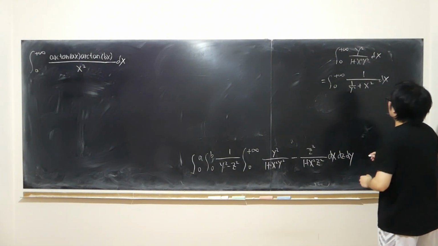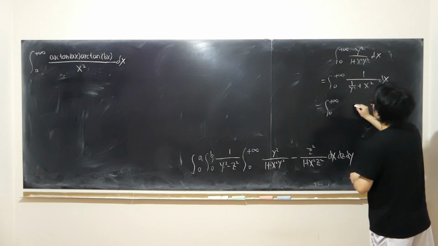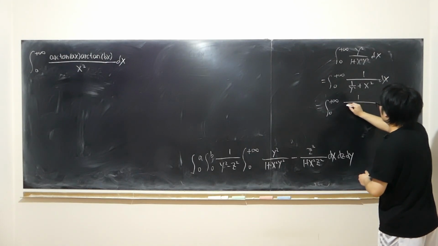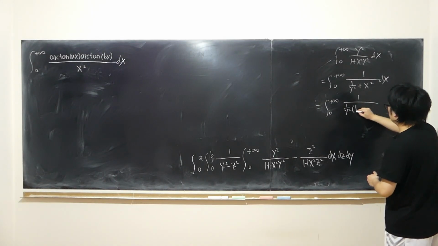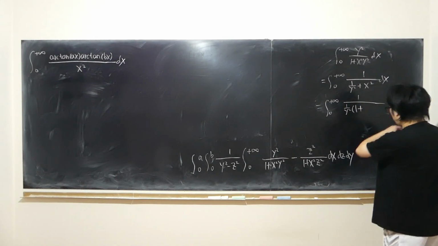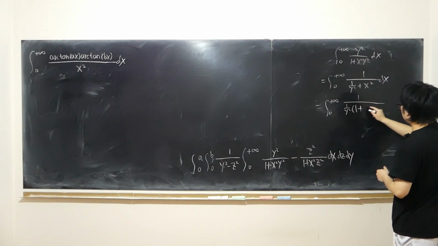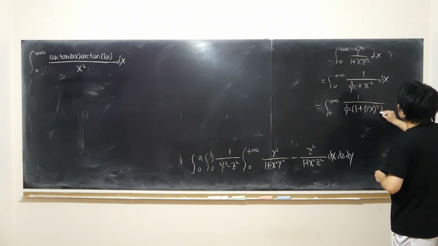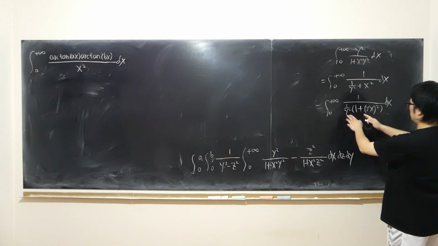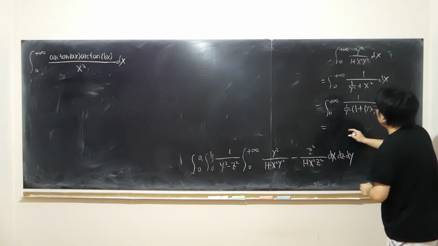dx. This time you just factor out this one. Then inside here you have 1 plus, this time beside x squared, you have y squared. Right? You just say yx squared dx. So you flip this upside down, you have y squared.